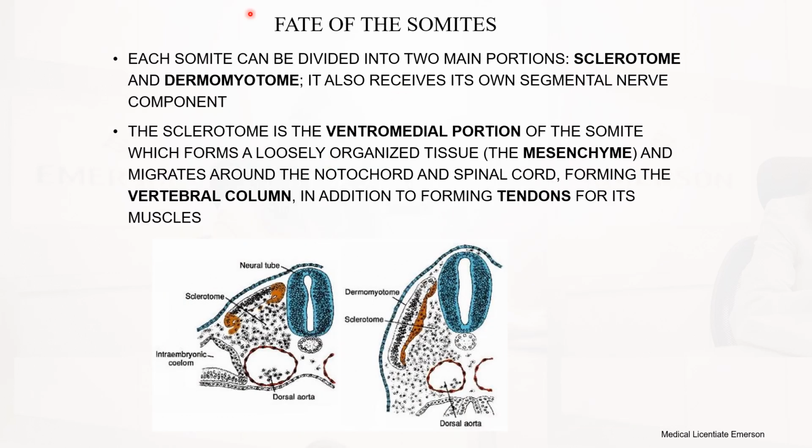So what is the fate of the somites? Each somite can be divided into two main portions. You have the sclerotome and the dermomyotome, and it also receives its own segmental nerve component. The sclerotome is the ventromedial portion of the somite, which forms a loosely organized tissue, the mesenchyme, and migrates around the notochord and spinal cord, forming the vertebral column, in addition to forming the tendons for the muscles.